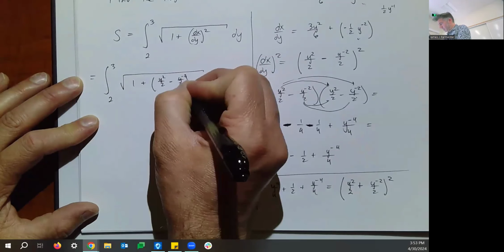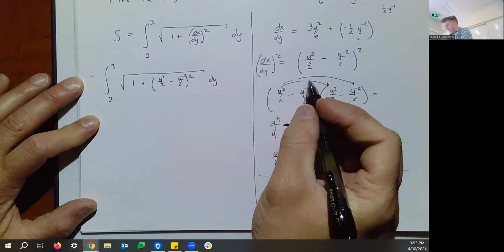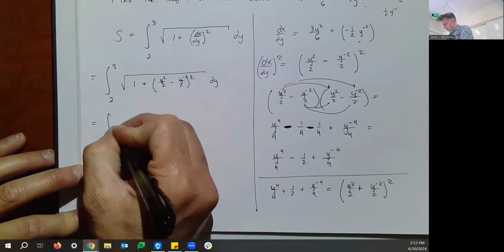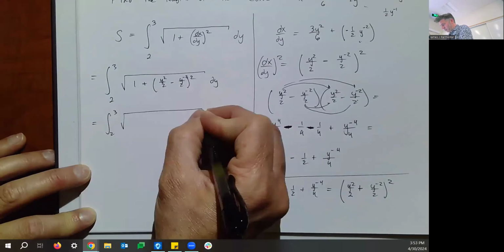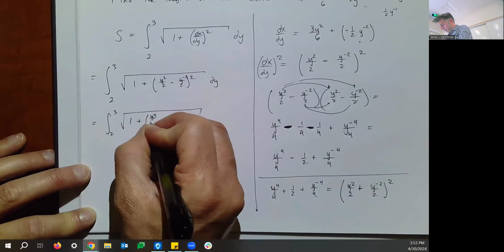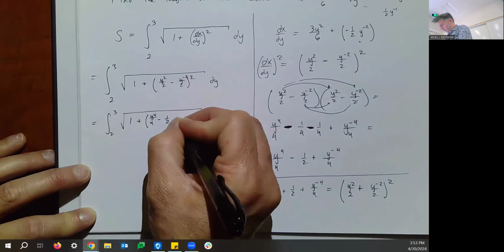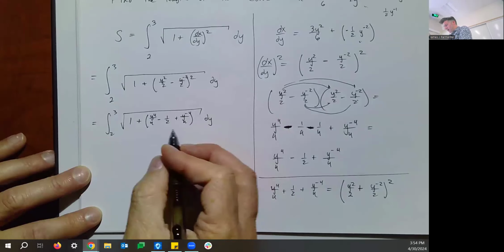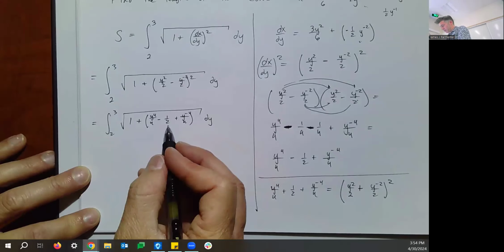And since I've already done all this work over here, let's just cut to the chase. We're down to here. That's going to be the integral from 2 to 3 of the square root of 1 plus y to the 4th over 4 minus 1/2 plus y to the negative 4th over 4. And then we're adding the 1, and 1 plus the negative 1/2 becomes a positive 1/2.